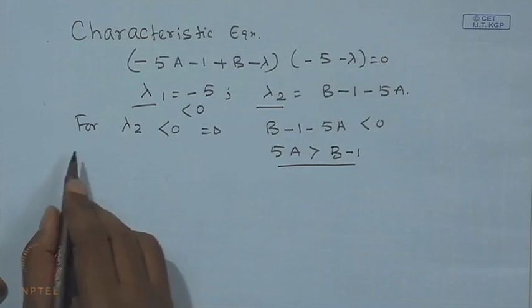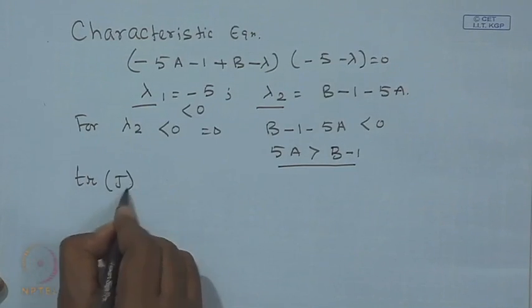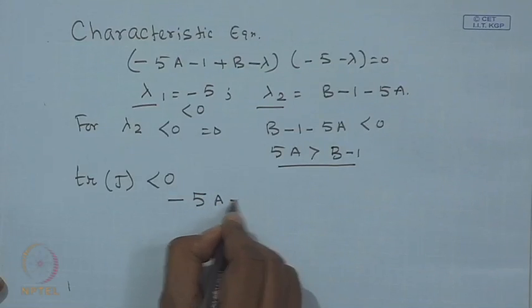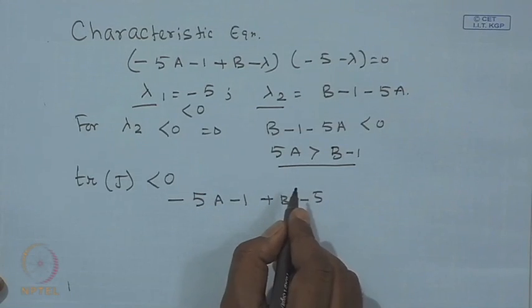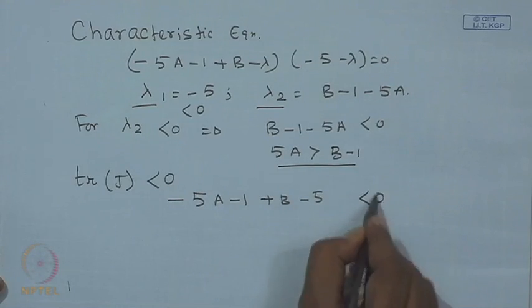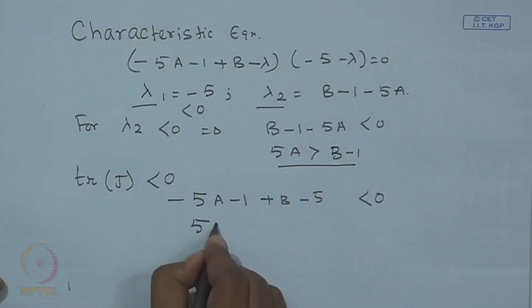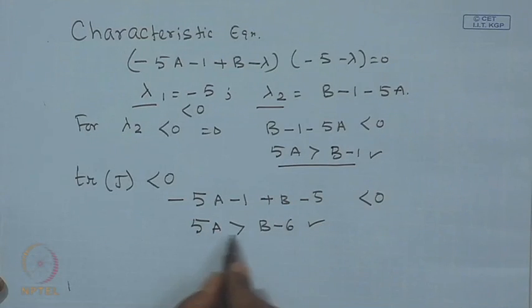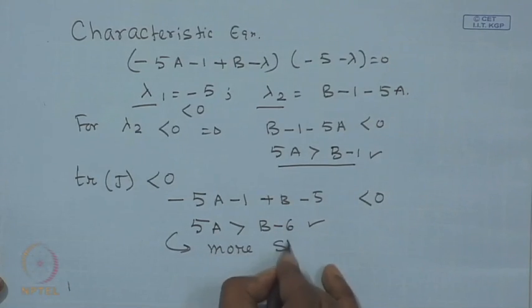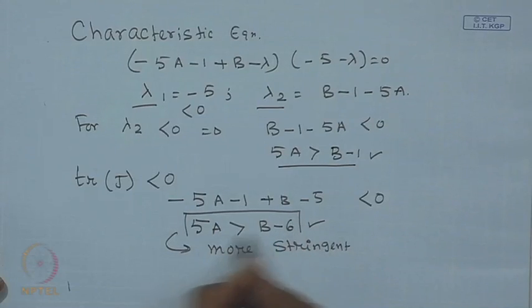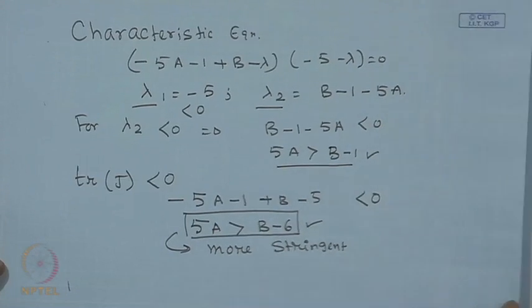Now, if you put in the other condition, that the trace of the Jacobian matrix is less than 0, you will be landing up with minus 5a minus 1 plus b minus 5, that is the summation of the diagonal elements of the Jacobian matrix, which should be less than 0. So, with this we will be getting 5a should be greater than b minus 6. In fact, between these two conditions, 5a greater than b minus 6 is the more stringent condition. So, therefore, we can consider this so that the trace becomes less than 0.